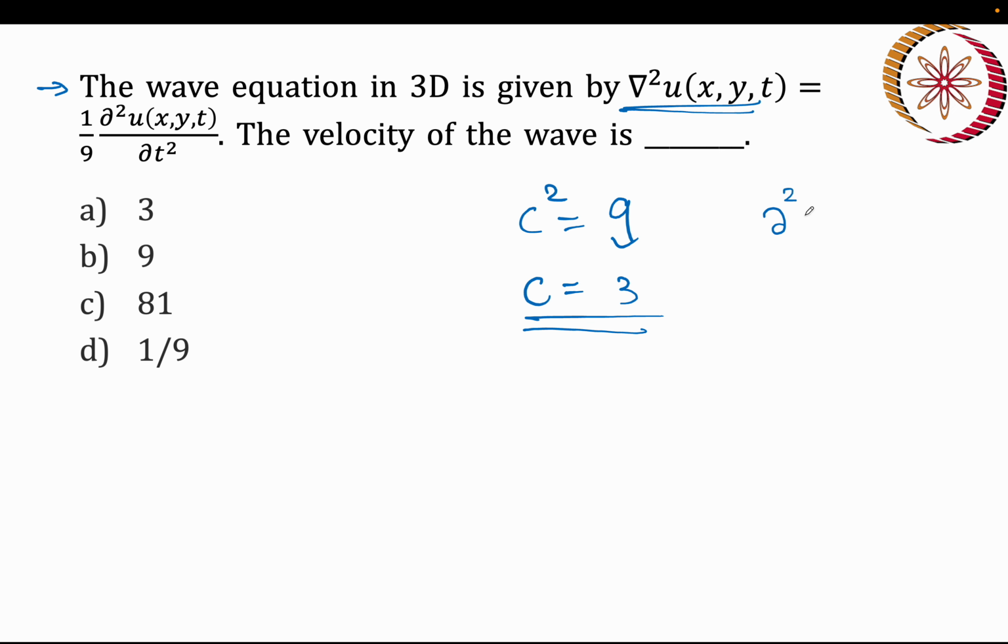The equation in general is dou square u by dou t square is equal to c square dou square u by dou x square. It doesn't matter whether you write it in 3D or 2D, because you are not actually solving it, you are just finding out the wave speed. That is just related to this term, which is 1 upon c square, so c square is 9 and c is equal to 3. So this is the correct answer.